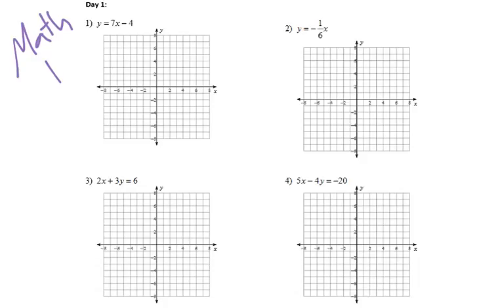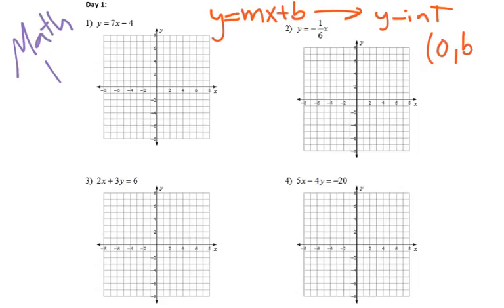On number 1 and 2, slope-intercept form, remember that's y equals mx plus b, where b is our y-intercept. It's where we start on the y-axis. The x is always 0, and then whatever the b is, that's the point. So on this one, -4, our y-intercept would be (0, -4). So we go to (0, -4) on that y-axis. That's where our starting point is.